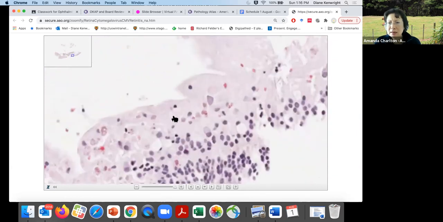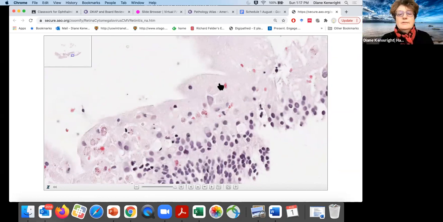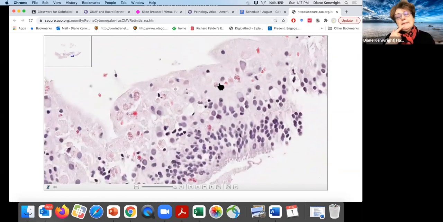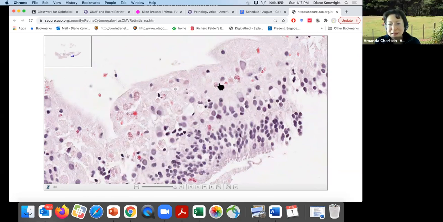Have you ever seen that, Diane? They unfortunately don't send me these biopsies. They just diagnose them and treat them. Yeah, it's a PCR thing these days. So I would say viral retinitis.